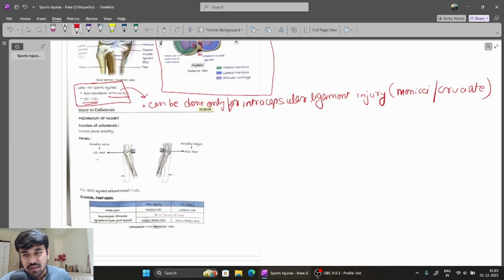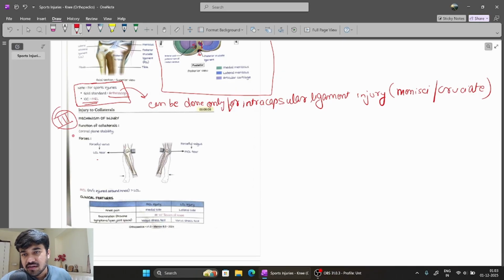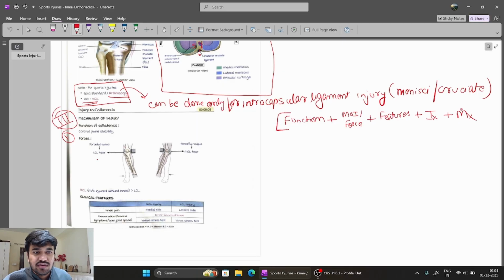So that completes the second part. Now moving on to the third part. This is the main content of this whole video, the ligament injury, right? So starting with the collateral ligaments. Please note that we will follow a certain pattern here. We will first look at the function of the ligament we're talking about. Then we will move on to the mechanism of injury, or the type of force which led to the ligament injury. Then we talk about clinical features, or any special features which that ligament injury has. Then we will talk about the investigation, finally the management, and that's how we will go, right?